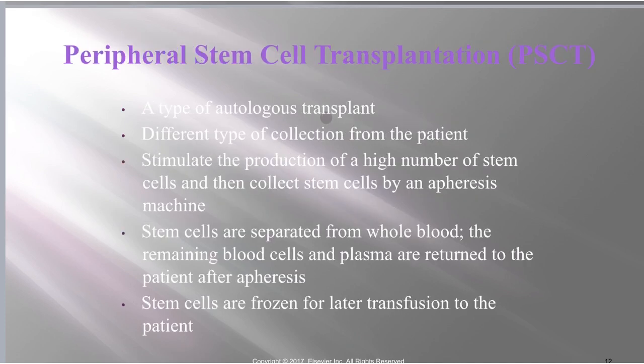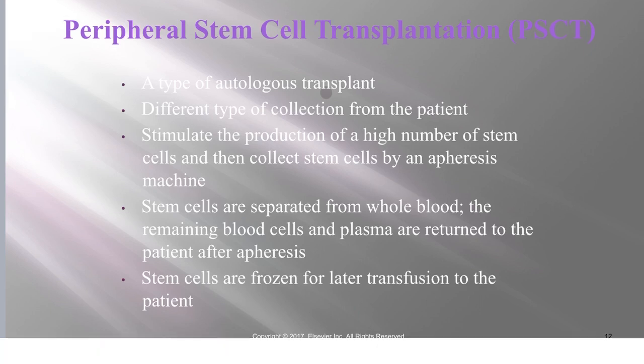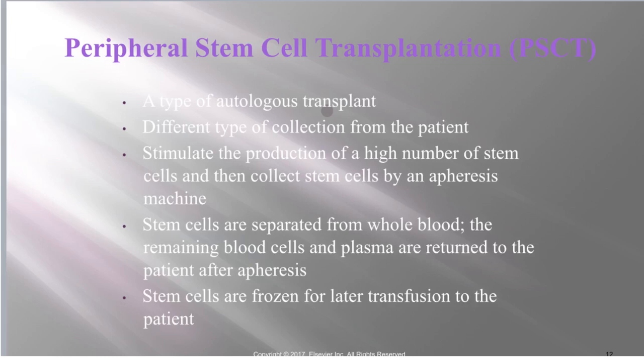Okay, so we have peripheral stem cell transplants. This is once again another form of autologous transplants. It's also collected from the patient, and this also has less effects on that child for rejection.